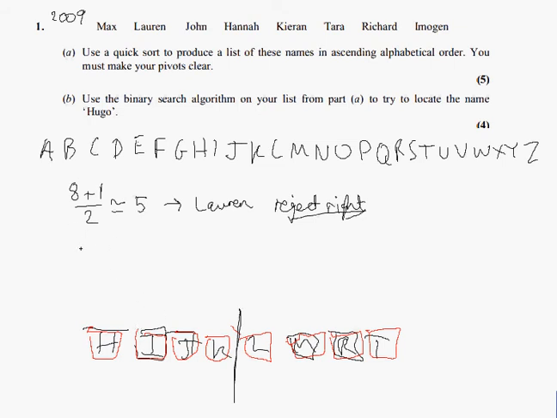So where should we go? Well, 4 plus 1 over 2, that's 5 over 2, that's 2.5. That rounds up to 3. So we'll look at the third item. 1, 2, 3, that's J, that's John. We're looking for Hugo, remember. John is still to the right, so certainly Hugo can't be any further right than John, so we're going to reject the right again.